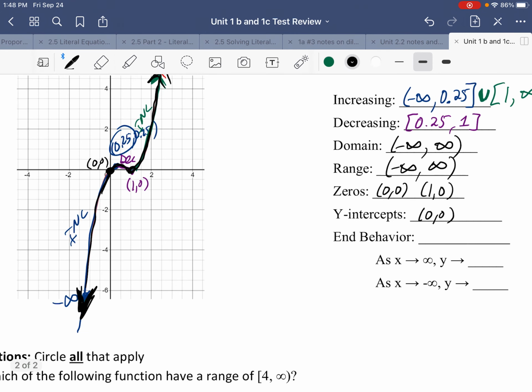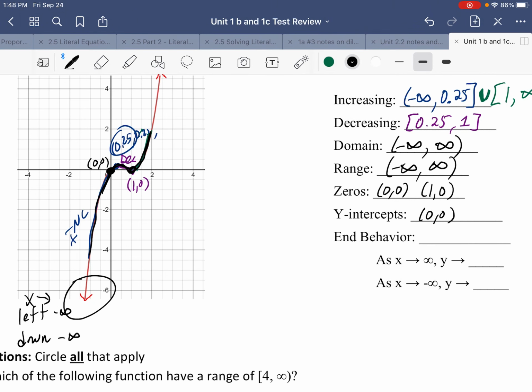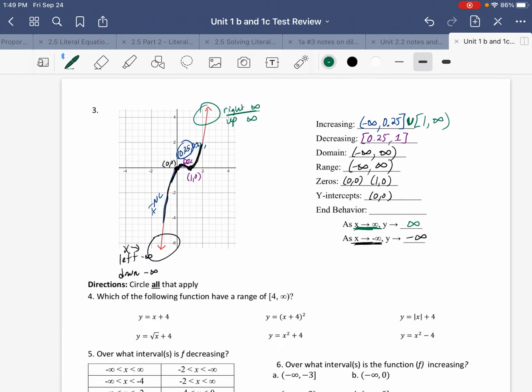End behavior, looking at the ends of the graph. Down here it's going left and down. How far left? Forever to negative infinity. How far down? To negative infinity. As x value is approaching negative infinity, that's down here, the y value is going to negative infinity. On the other side, the other end of the graph is going right and up. Right is going forever to positive infinity, and up is going forever to positive infinity. Right is your x values. X value is going to positive infinity. The y value is going to positive infinity.